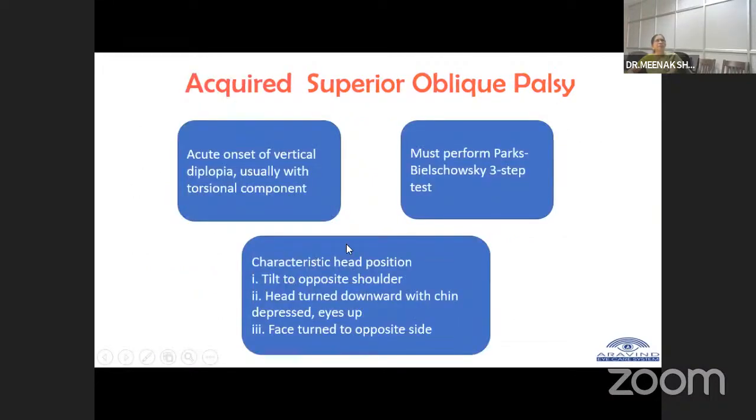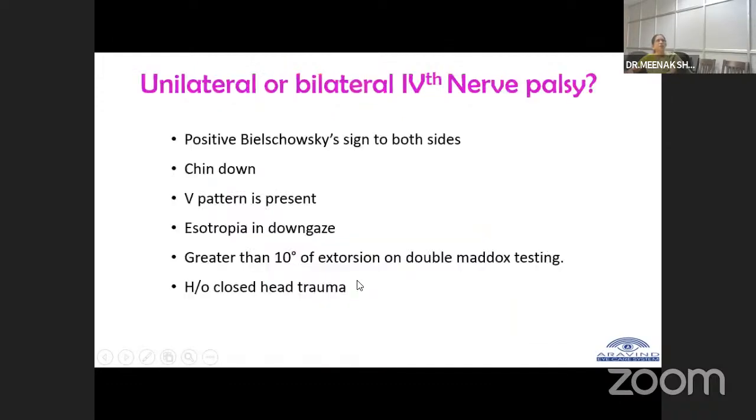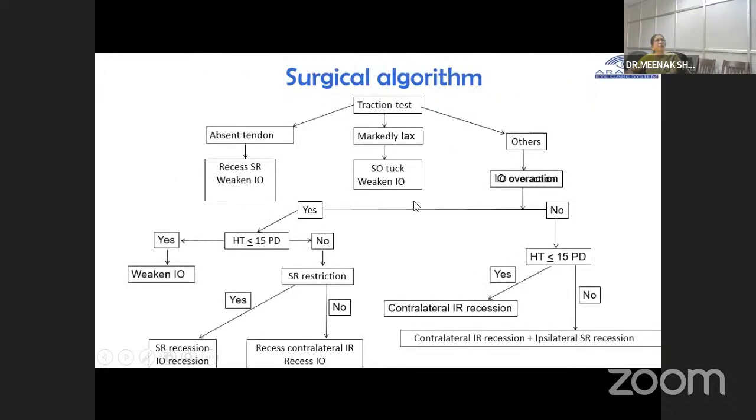In an acquired case, usually they have a characteristic head tilt to the opposite shoulder, and Parks' three step test will help in identifying it. And always think bilateral when you have a positive Bielschowsky test on both sides, or a chin down posture, or a V pattern, and esotropia is there, or we have more than 10 degrees of extorsion. This is there in the algorithm, in all the books.